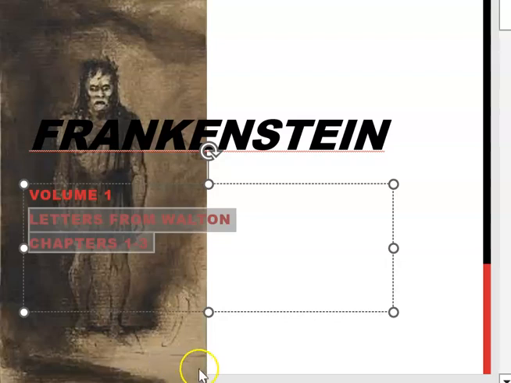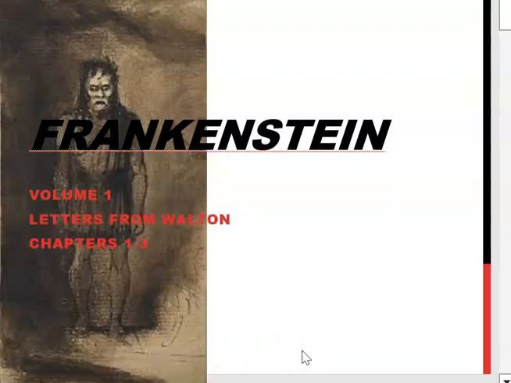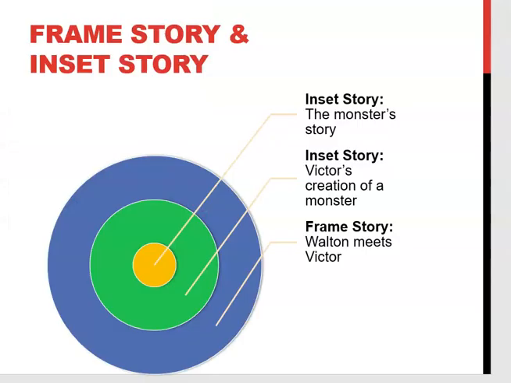In this video, we'll be looking at Mary Shelley's Frankenstein, Volume 1, including the letters from Walton to his sister, as well as chapters 1 through 3 of Victor's narrative. So to begin, it's important to note the narrative structure of Mary Shelley's novel. There are actually three parts to the narrative.